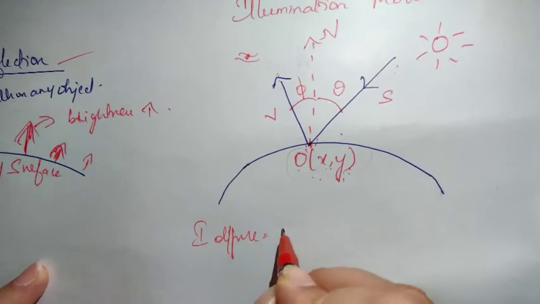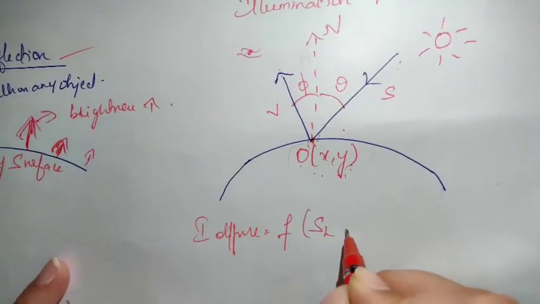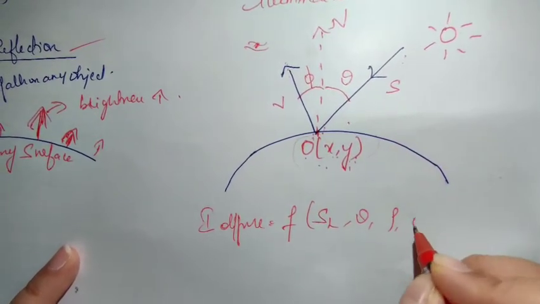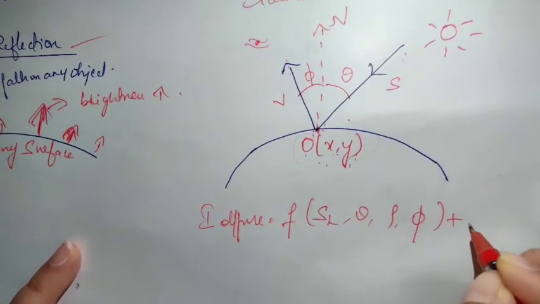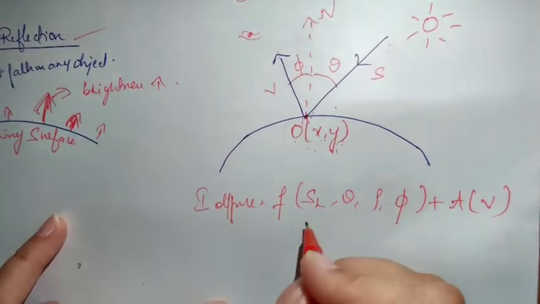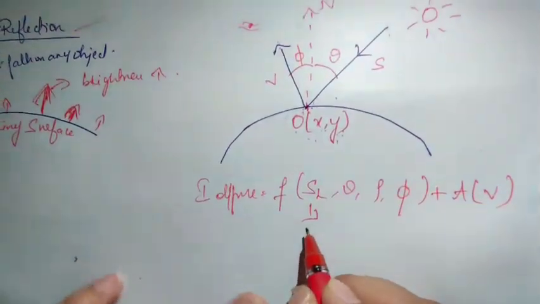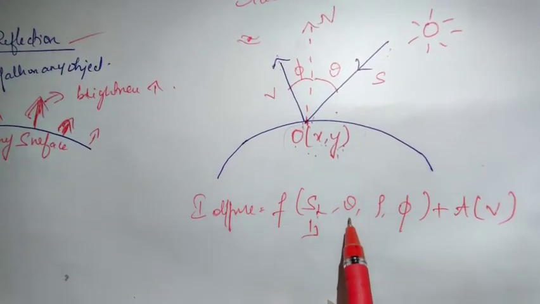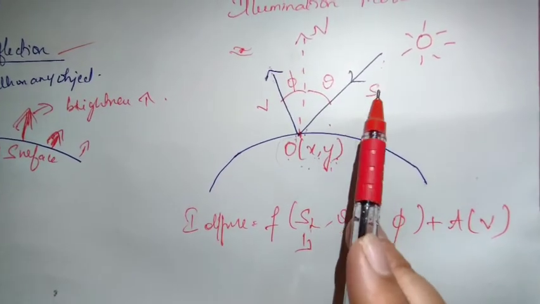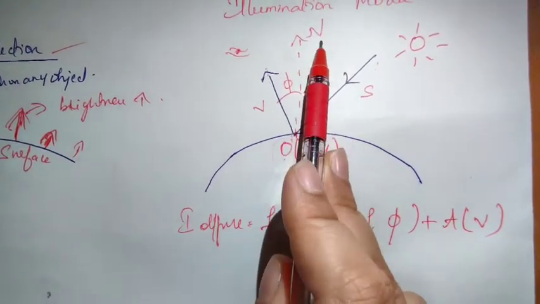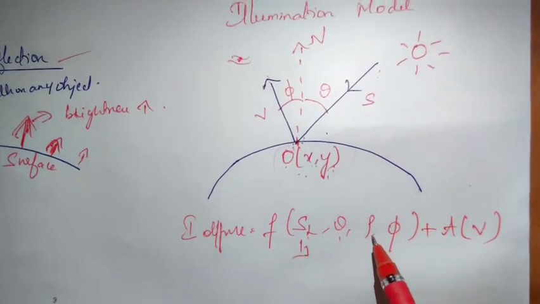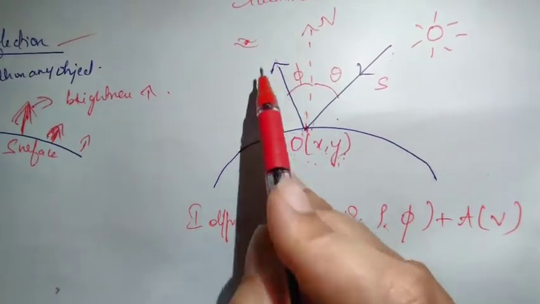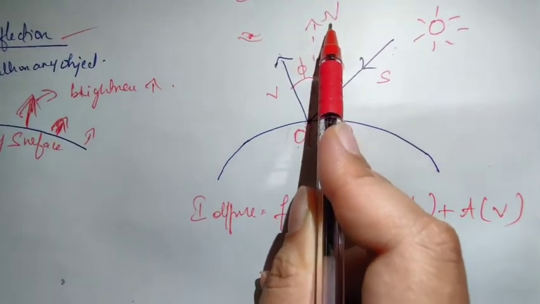So the formula is a function of SL, theta, rho, pi plus AV. Here SL represents the intensity of the light source, theta represents the angle between the light source and the normal vector, rho represents the reflectivity coefficient, whereas pi represents the angle between the viewing position and the normal vector.